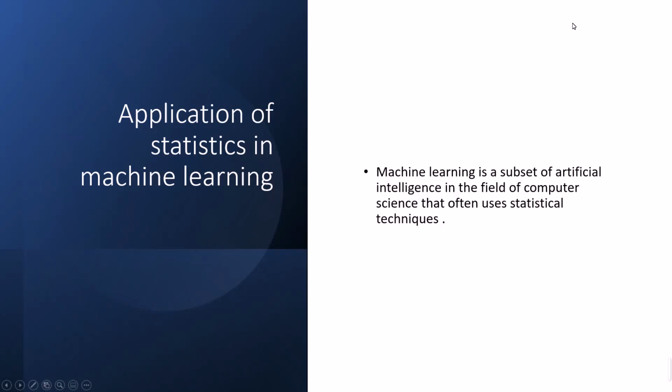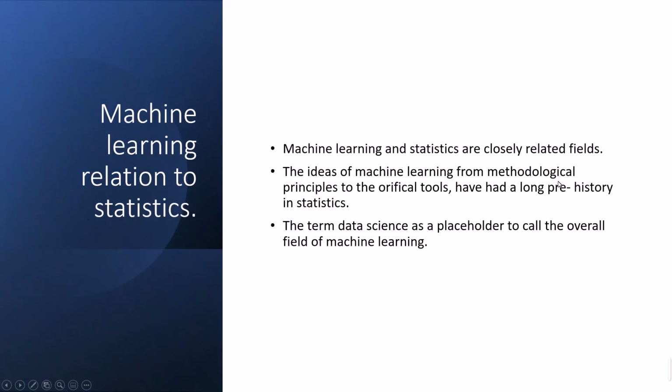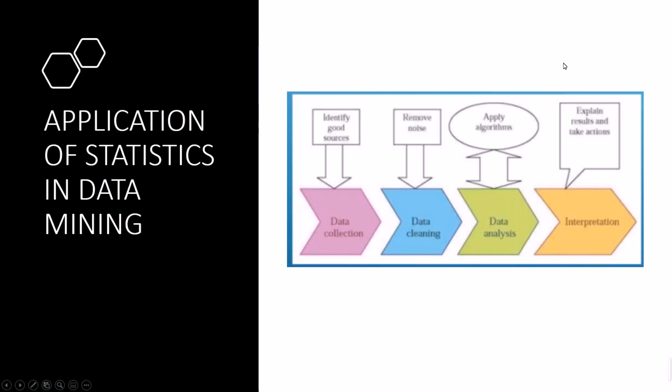The application of statistics in machine learning. Machine learning is a subset of artificial intelligence, in the field of computer science, that often uses statistical techniques. Machine learning and statistics are closely related fields. The methodology and principles of machine learning, from theory to tools, have had a long prehistory in statistics. In statistics, the term data science is used as a placeholder to call the overall field of machine learning.